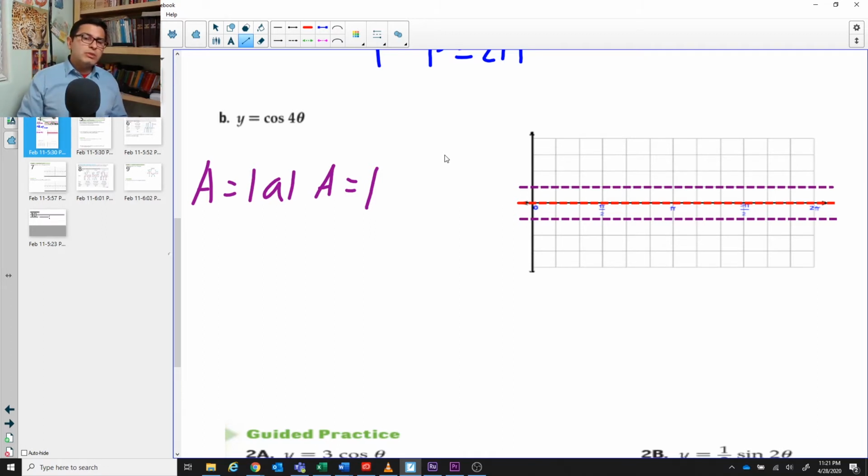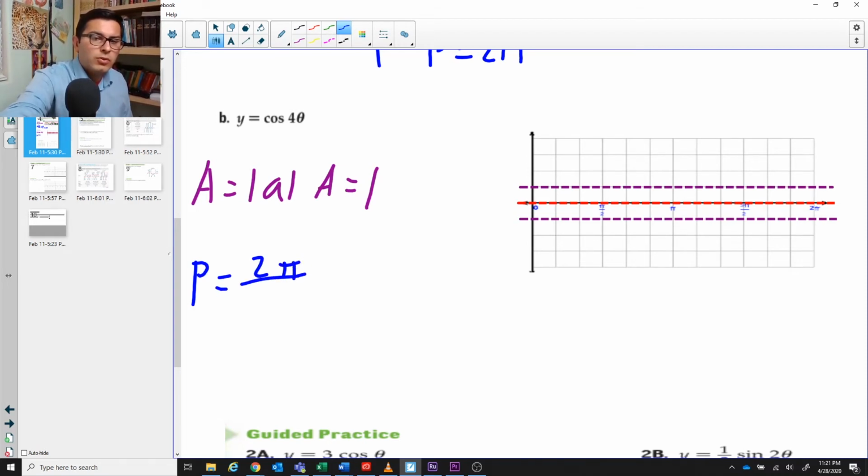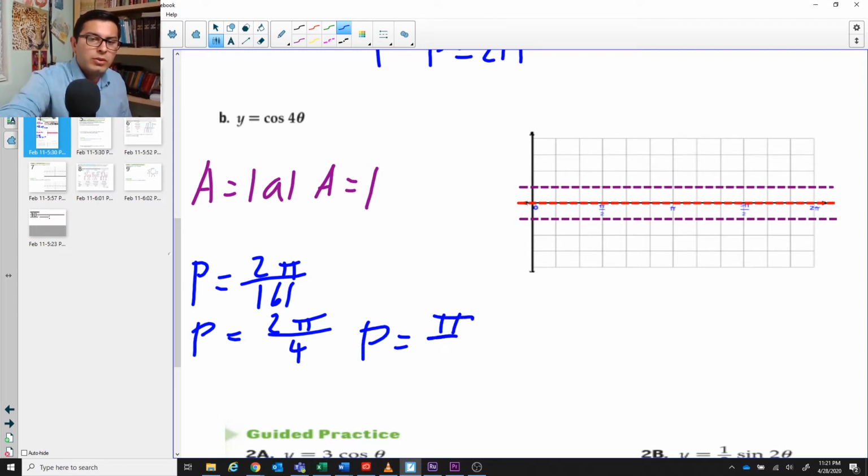Now we need to find out what our period is. Our period is going to equal 2 pi over the absolute value of B. So our period will equal 2 pi over 4, and that's easy enough to simplify. So our period is going to equal pi over 2.